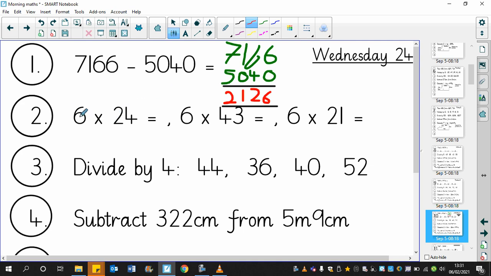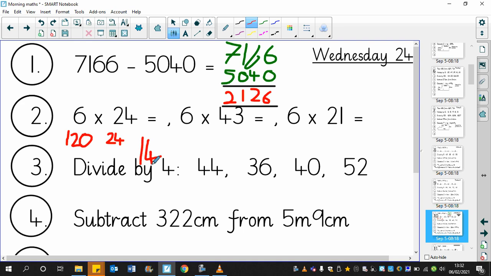Another way is just to do partitioning. So let's do 6 times 20 and then 6 times 4. Well, 6 times 20 is 120, so put a 120 there, and then 6 times 4 is 24. So we'll put a 24 there, and then what we have to do is simply add those two up, because remember the number is 20 and 4. So 120 plus that is 144.